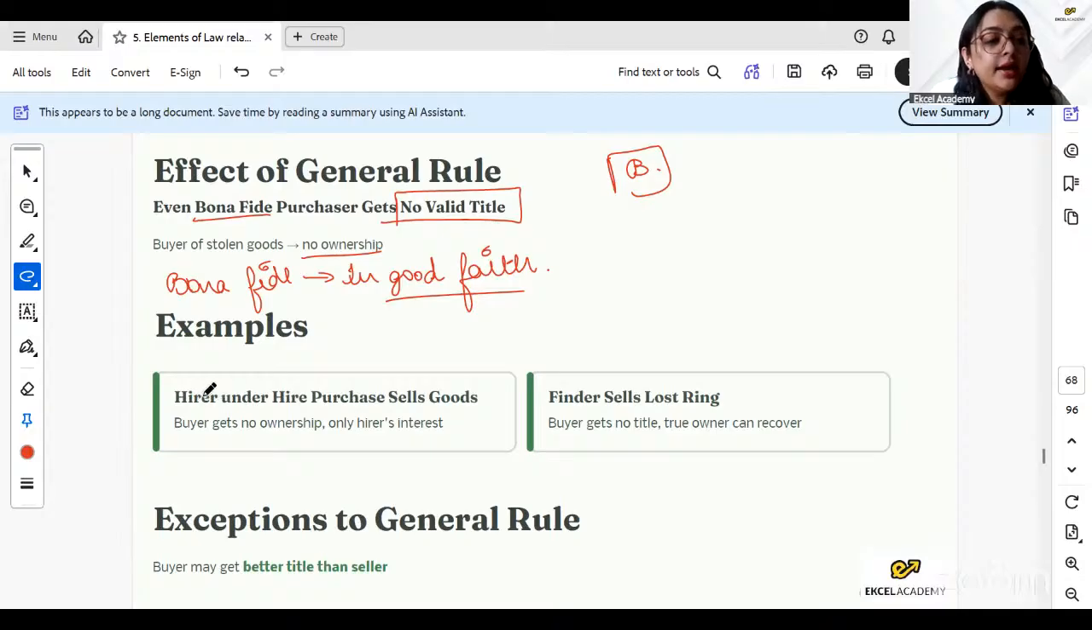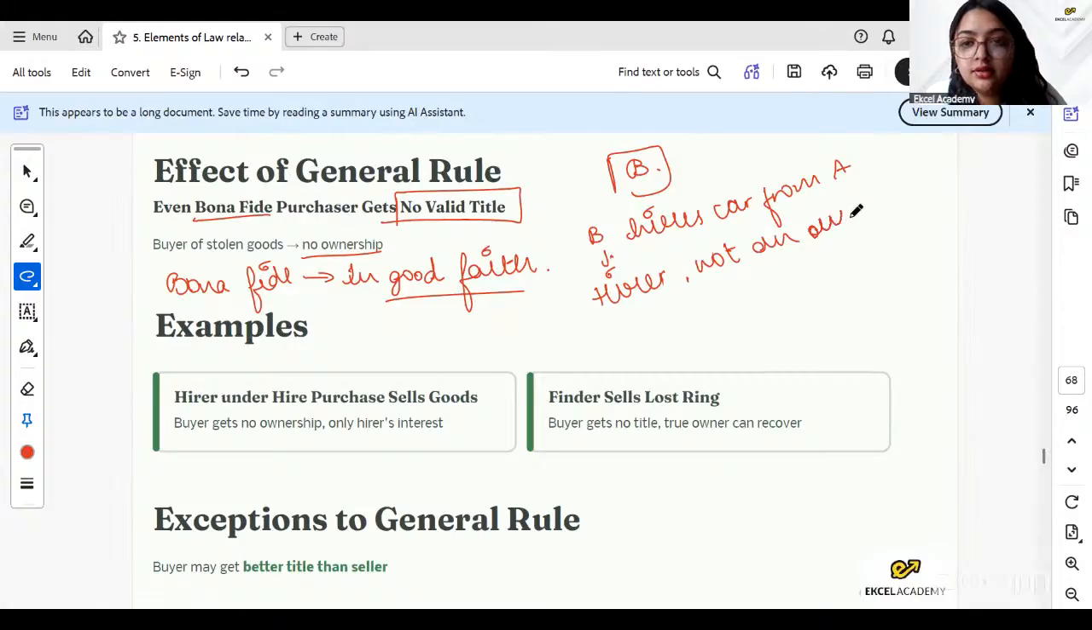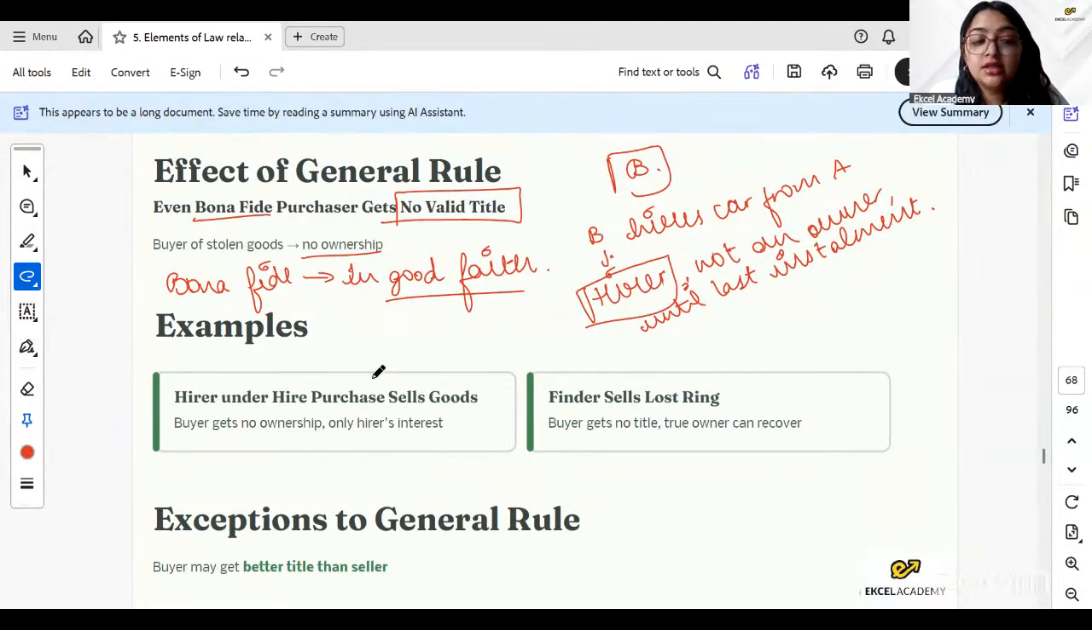Now, a hirer under a hire purchase sells goods. In hire purchase agreements, B hires a car from A. B is the hirer, correct? Is he the owner? Not an owner, until the last installment. After the last installment, if B goes ahead and purchases it, then he becomes the owner. But until then, he is just a hirer. So if B sells this car to C, C will not become the owner of the car, only get the hirer's interest. C can maybe rent the car, but will not become the owner.